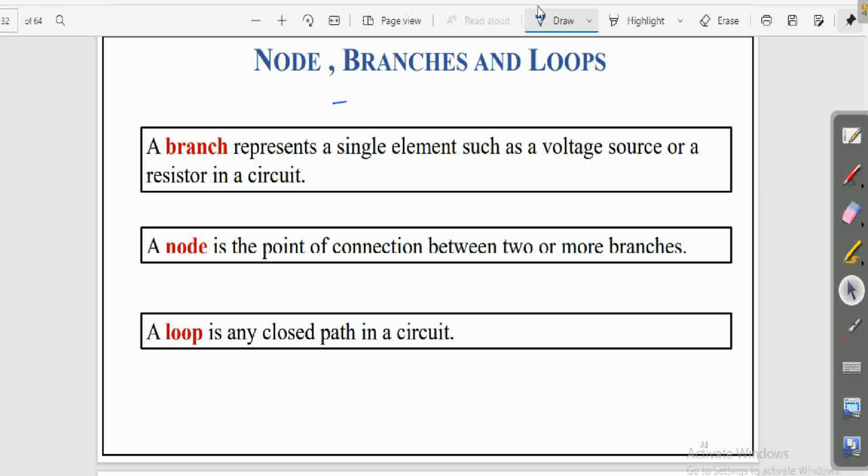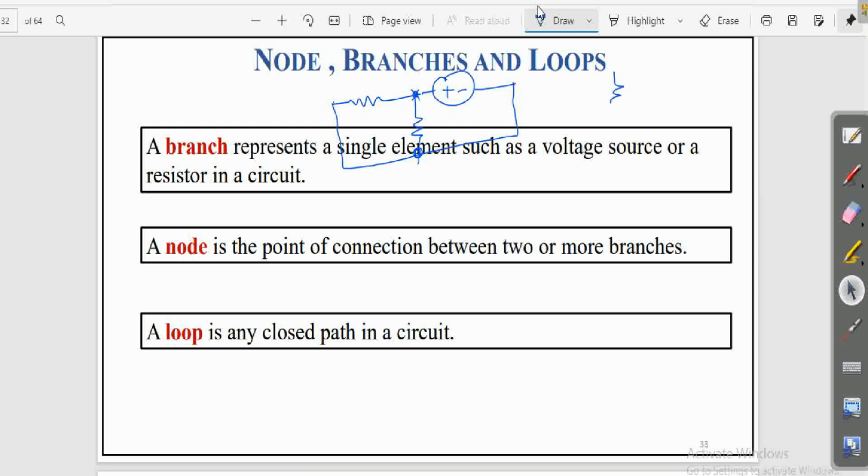A branch is an element, so this is a branch because we have an element here. If I connect a voltage source or any element, this is called a node. At this point, these two elements are connected. If I connect a resistor, this is also called a node. So how many branches are there? 1, 2, 3 branches and one node. This is called a common node where all three branches are connected.